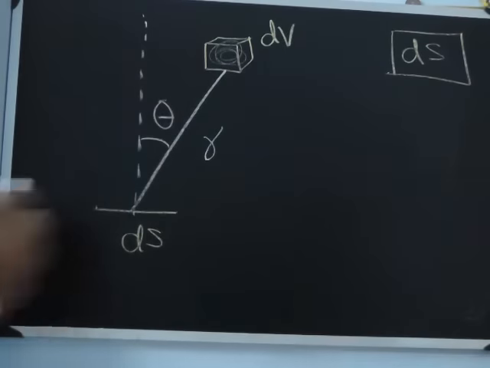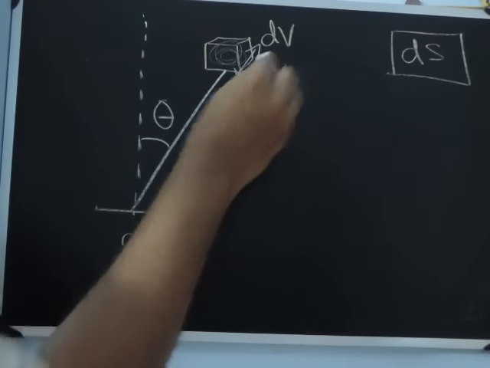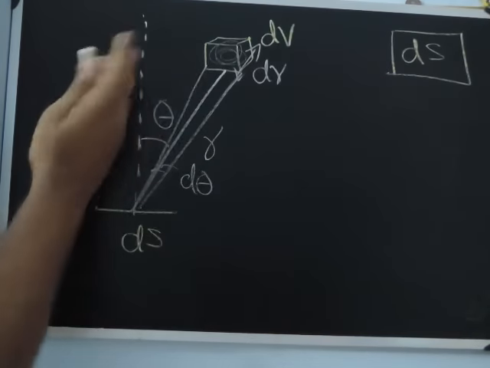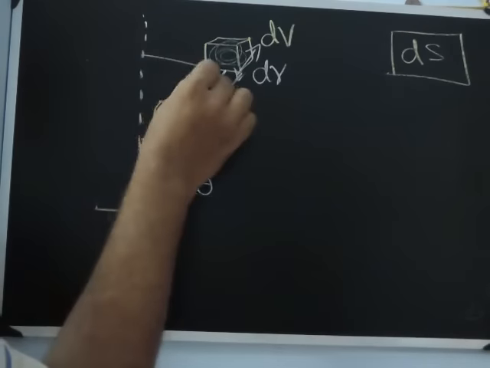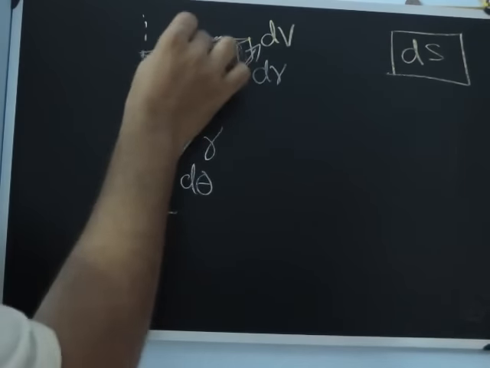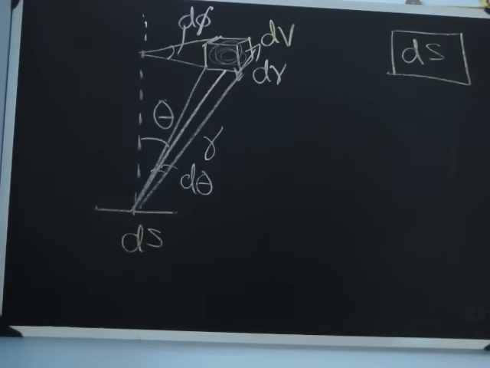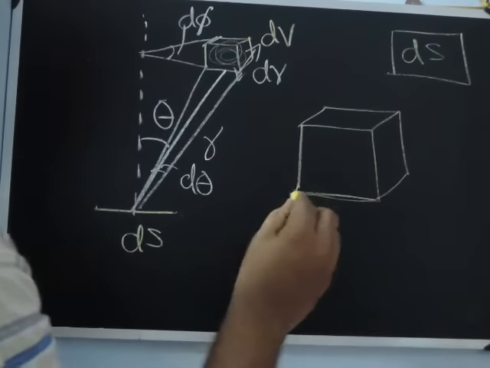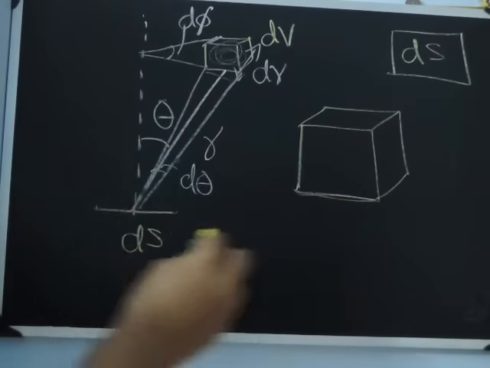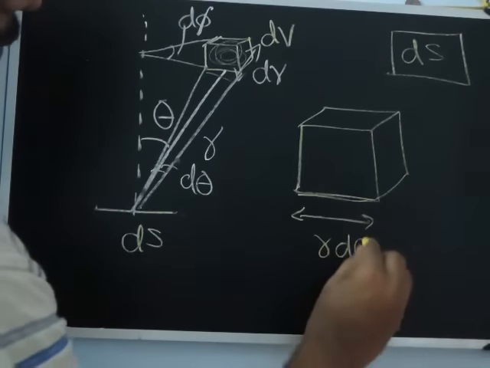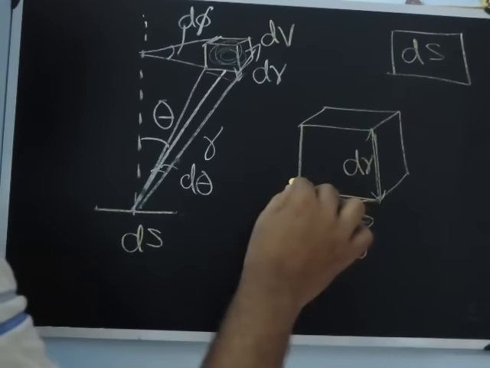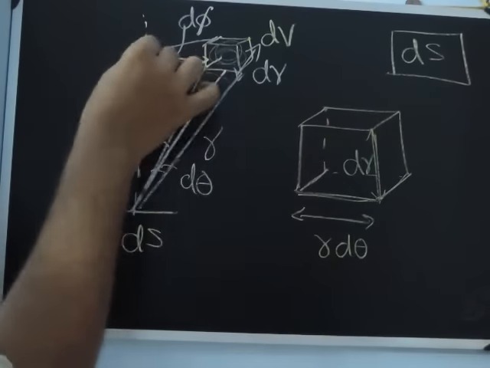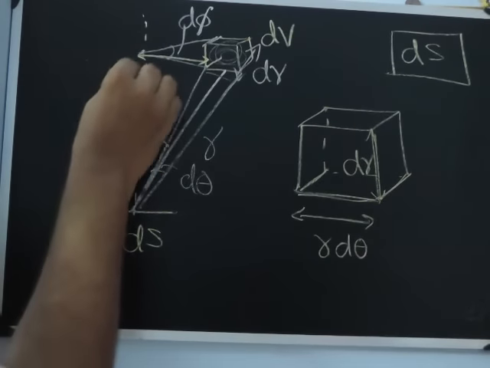To find dV, let's consider this volume element. So this is r, and let this stretch be dr, a small increment along r, and let this span here be d theta. So this angle is theta and this span is d theta, and this span from the vertical, let that be d phi. I'm going to draw the volume element again, slightly bigger. So this is r and this angle is d theta. This span here is r d theta. This will be dr, and this distance from the normal will be r sine theta.